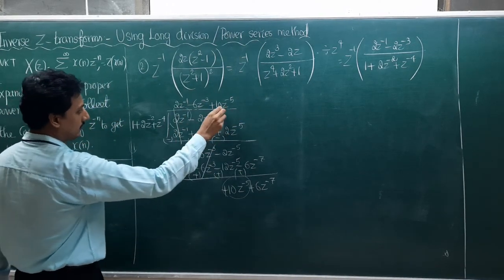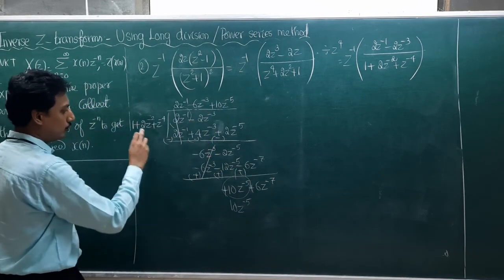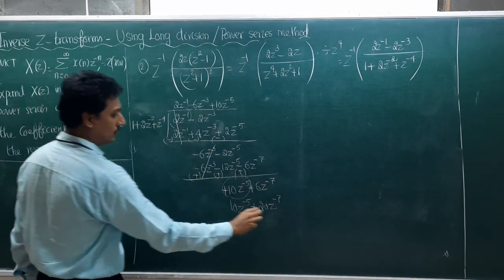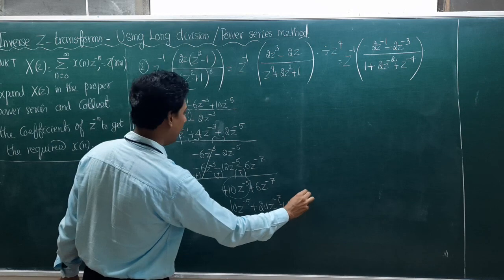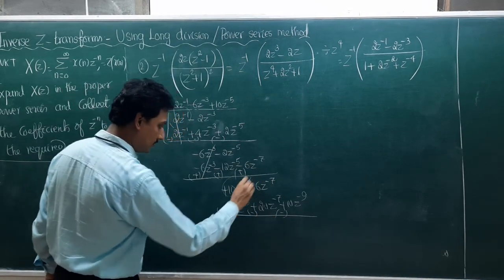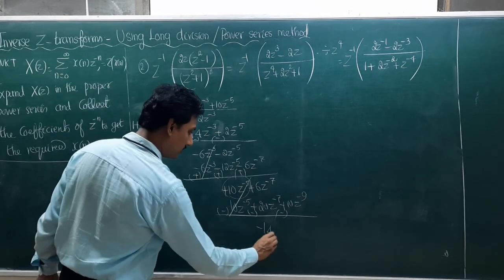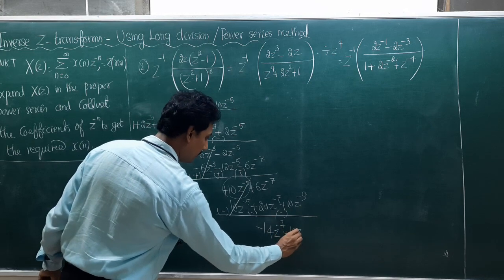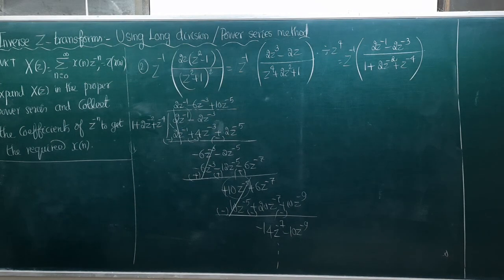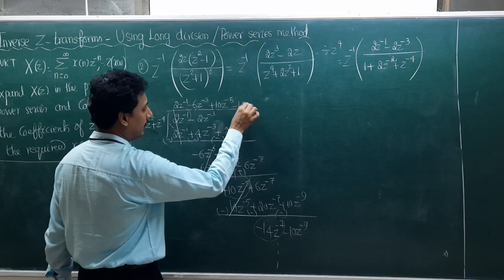When I take this 10z⁻⁵ and multiply, we get 10z⁻⁵; 10 into 2 is 20, so 20z⁻⁷ and 10z⁻⁹. It is going like that. Change the sign, so this will get cancelled, and minus 20 plus 6 gives minus 14z⁻⁷, minus 10z⁻⁹. This continues like that. The next term is minus 14z⁻⁷, isn't it?